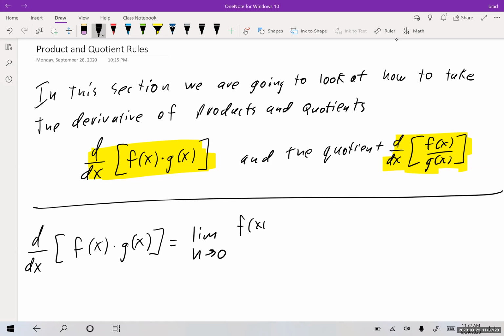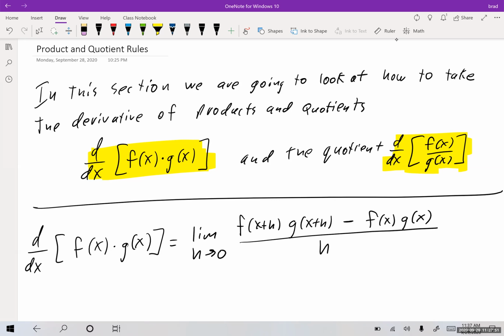So we have f of x plus h, times g of x plus h, minus f of x g of x. So all I did was once again just plug in x plus h for the beginning, and then for the second half over here, I just rewrote the original f of x times g of x.